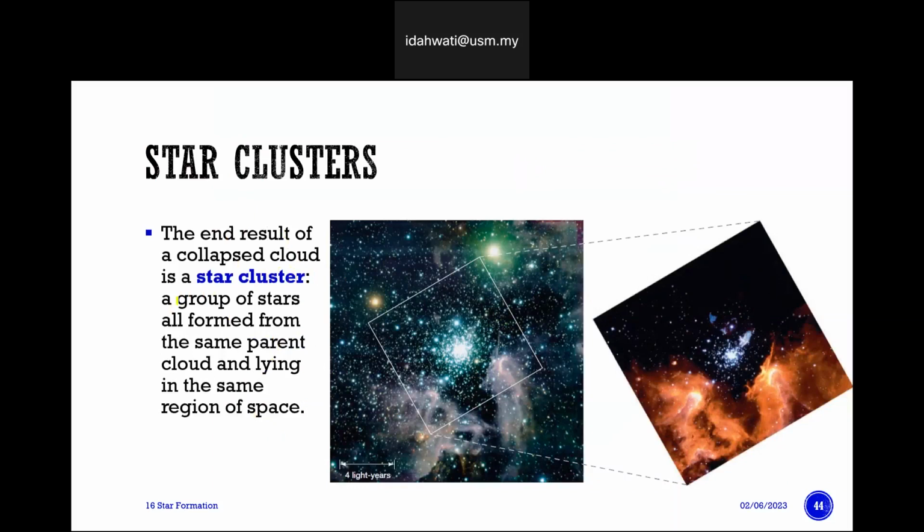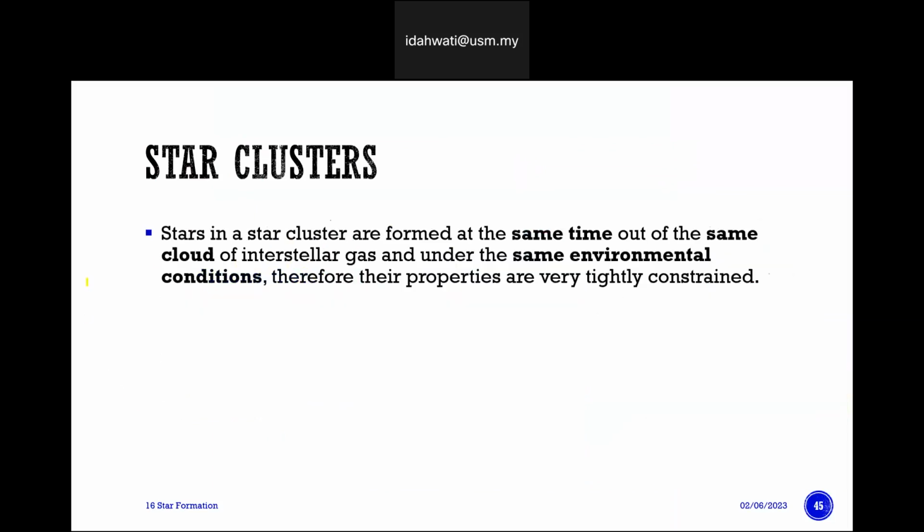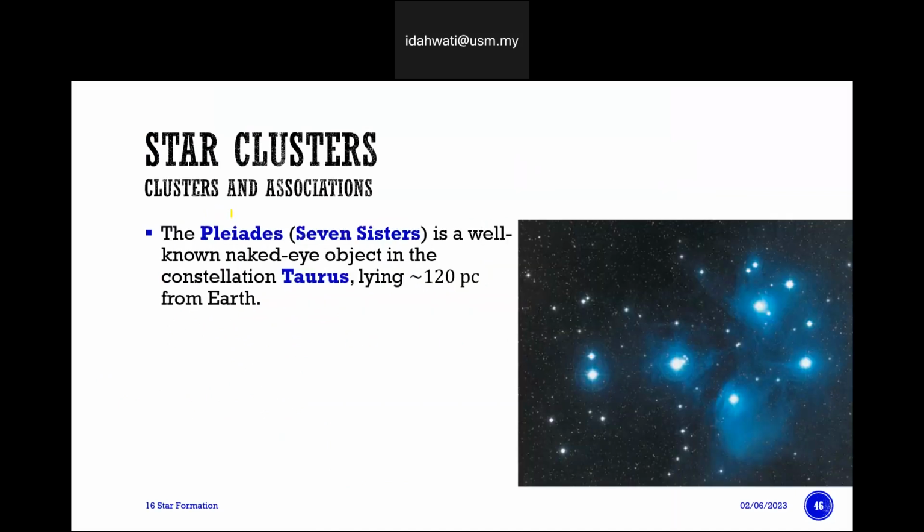A star cluster is a group of stars all formed from the same parent cloud and lying in the same region of space. That is the star cluster. So these stars form at the same time out of the same cloud, in the same environmental conditions. The only factor distinguishing them is mass. And we also have the Pleiades, or the Seven Sisters, a well-known naked eye object in the constellation Taurus.